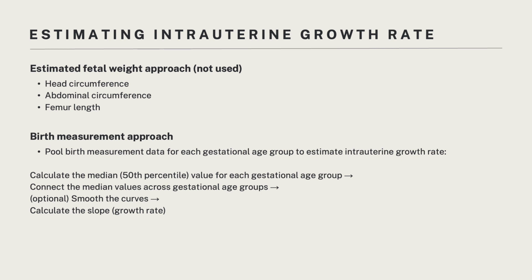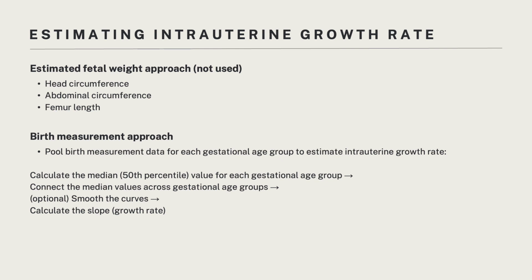So how do we determine or estimate the intrauterine growth rate? Estimated fetal weight has wide error margins and is therefore not used for estimating the rate of growth. A more widely acceptable method is to measure birth weight, length, and head circumference and plot these measurements against their birth gestation. This pattern is generally considered intrauterine growth, as birth measurements represent the end results of fetal growth.